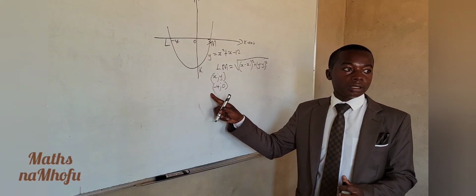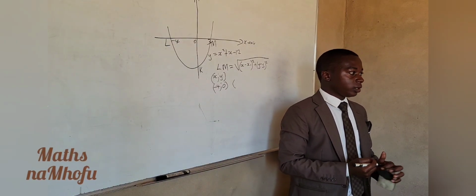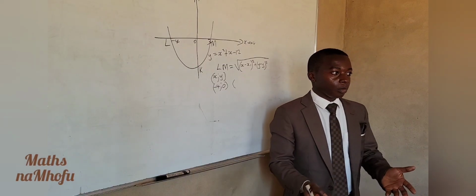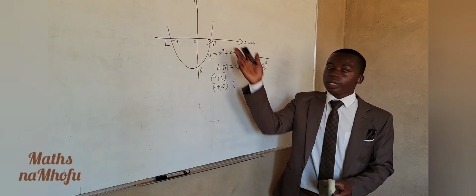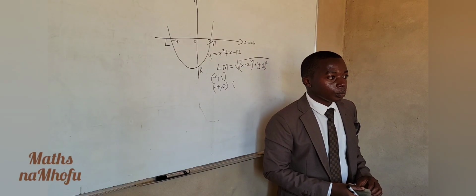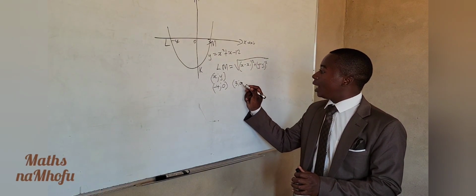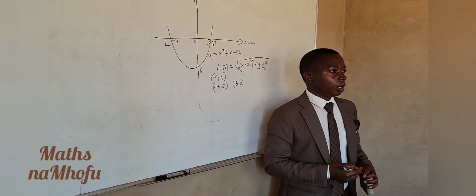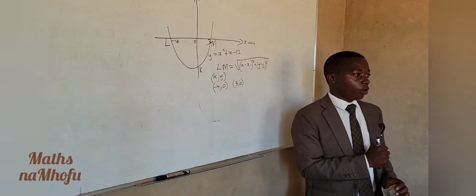That is L, right? And what is M? Can someone try to tell me the coordinates of M? Coordinates of M? Guys, come on. This is the M. Yes, Robert? 3 semicolon 0. Thank you. 3 semicolon 0. Are we together? Now we are going to switch in our formula.